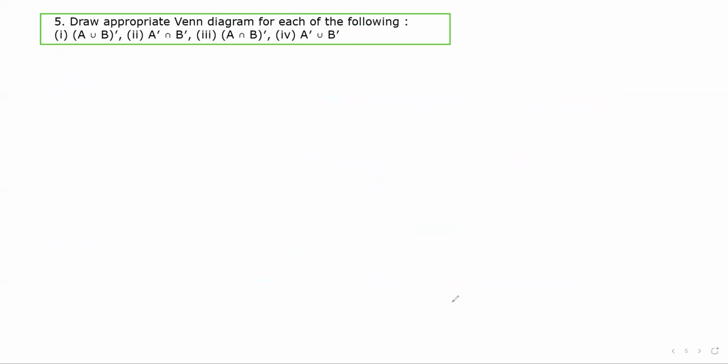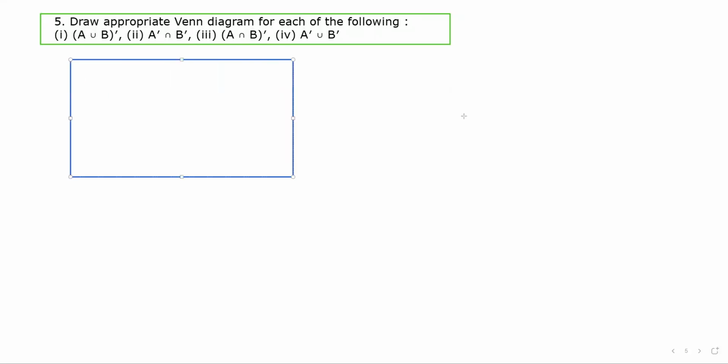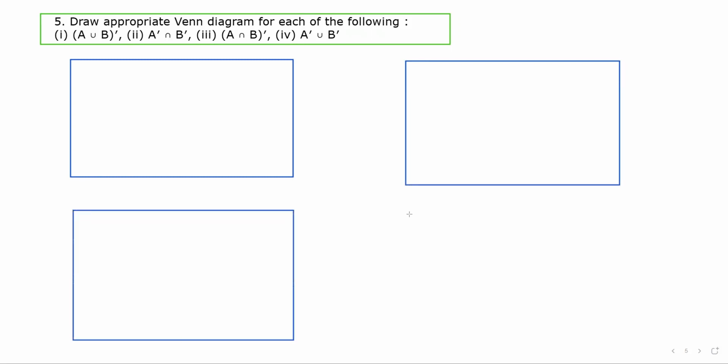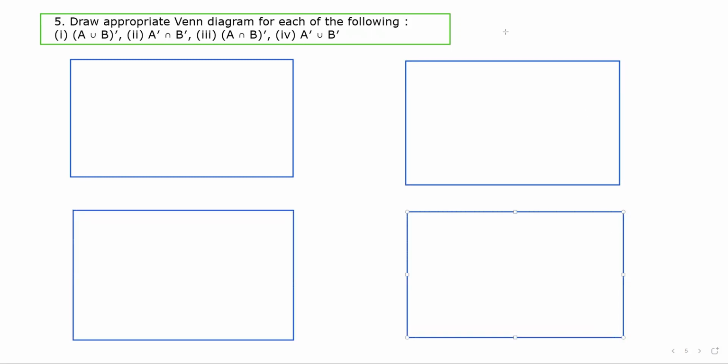Draw appropriate Venn diagrams for each of the following. So, A union B whole complement. First, you should draw A and B. Now, since there are 4 questions, I'm drawing 4. We'll have to draw 4 Venn diagrams. I'm just drawing the outlines and the common part in each.